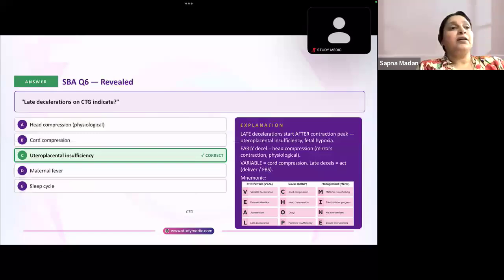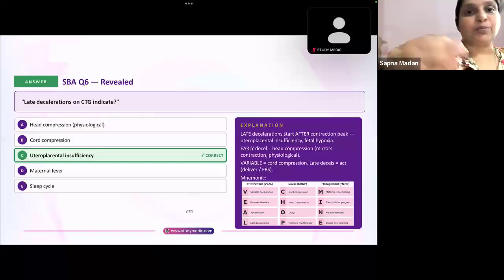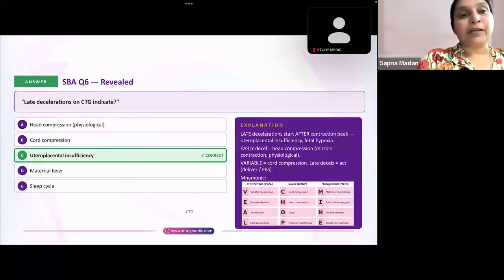There's a very nice mnemonic that we used to use in our PG days, and that is VEAL CHOP. And now they've come up with VEAL CHOP MINE. MINE is the management part of it, and that is there on your screen now. So V is variable deceleration. What is the cause? It is cord compression. And how do you manage it? It is maternal repositioning.